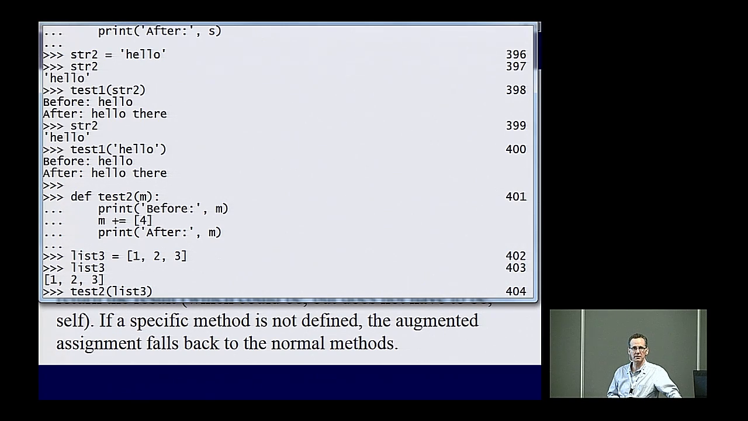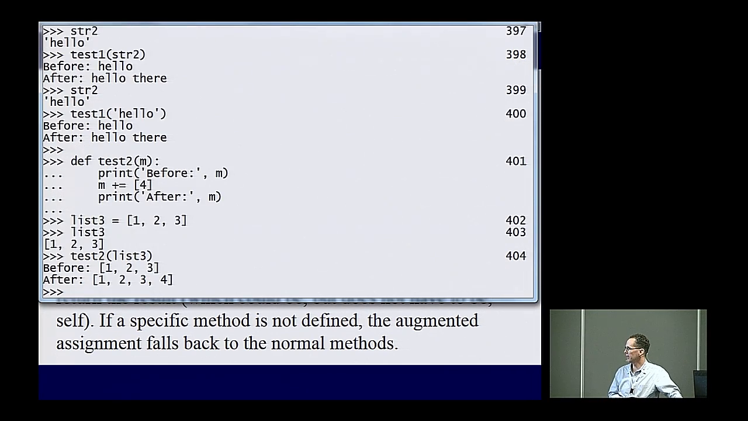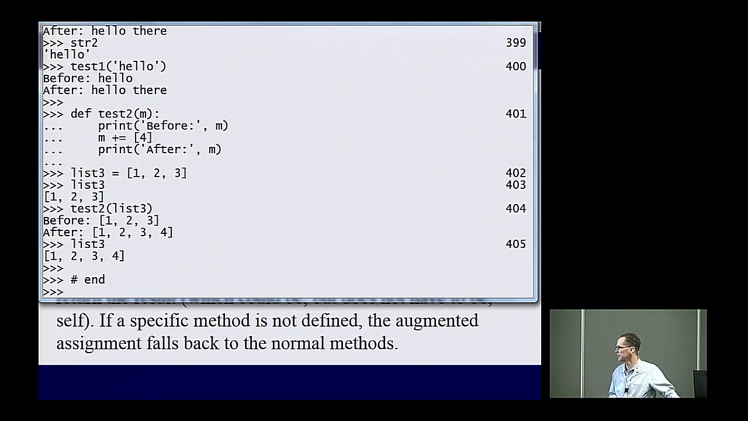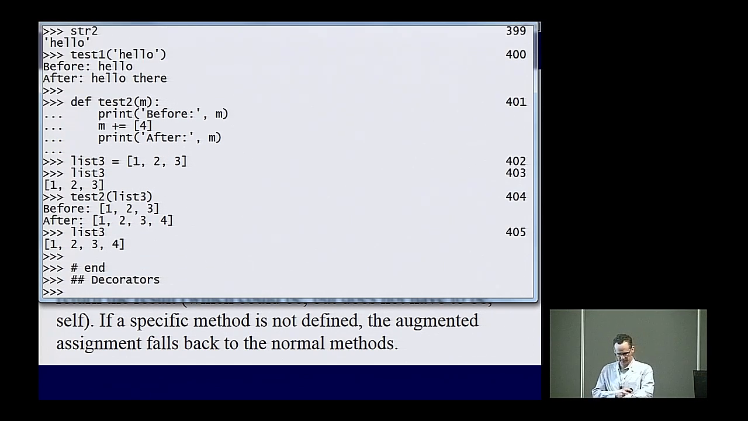what's going to happen? Well, because lists are mutable, then of course that works. But when we look at list 3, it was mutated. It was changed, right? Because plus equal, in-place add, mutated the list. Okay.